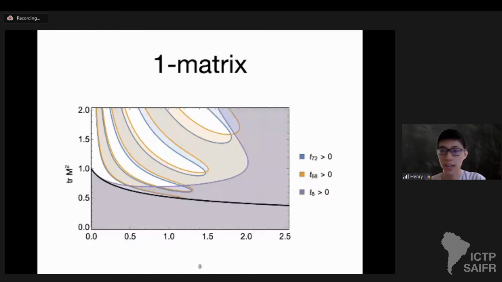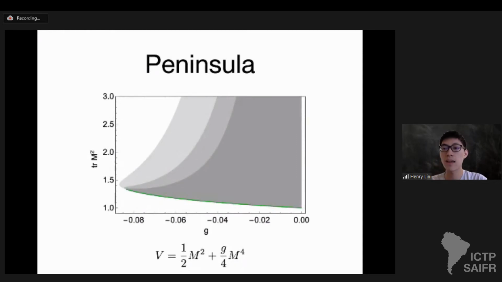Okay, another thing that we can study is a matrix integral where the potential is unbounded. So this is a little bit more interesting. We're going to study the same model, except now with G negative. And I'm only going to impose a few constraints like I did before. And you can see an interesting phenomenon, which is that there's a peninsula.